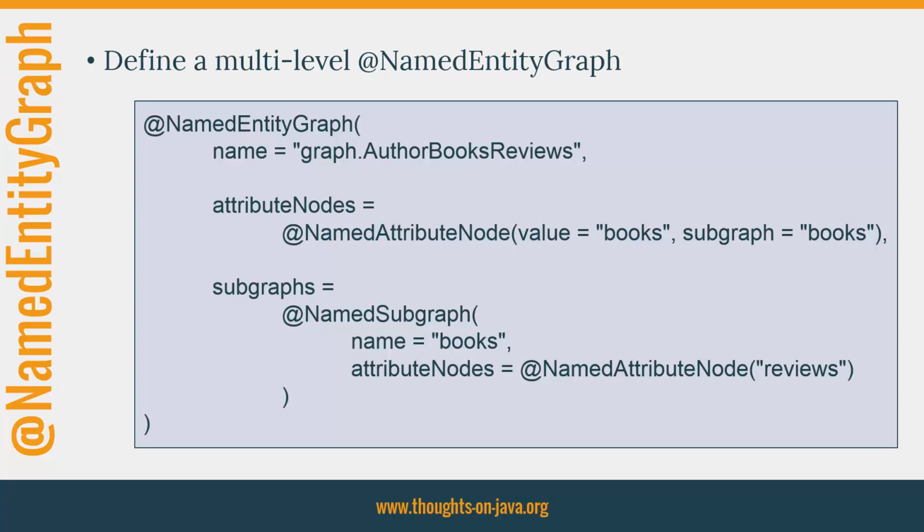So if you use this named entity graph with a query that selects author entities, Hibernate will get all books of that author to initialize the books property, and also get all the reviews for each of the books to initialize the reviews property.